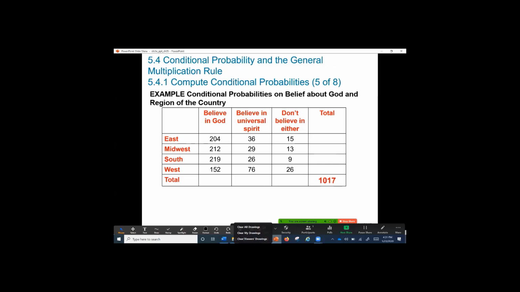In total, we have 1,017 people that participated in this survey. Then we classify all of these 1,017 simultaneously according to region and belief. We can do it in two ways. If we sum all persons that believe in God, all regions, we have 787. The people that believe in a universal spirit number 167 and those who don't believe in God, 63. When we sum all of these people, we obtain 1,017 in total.